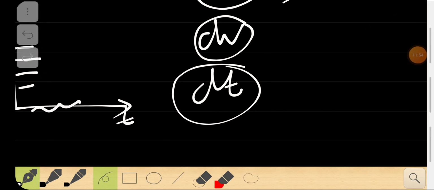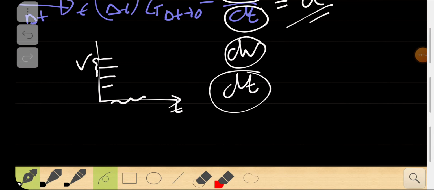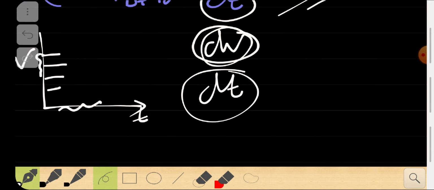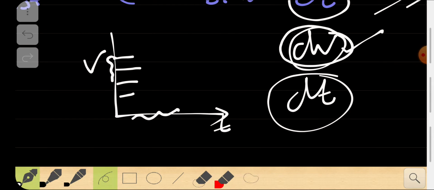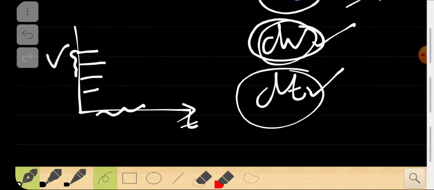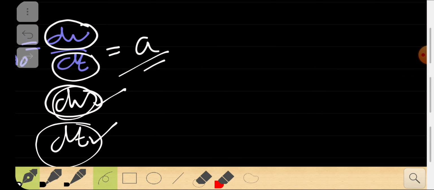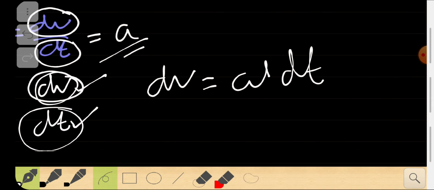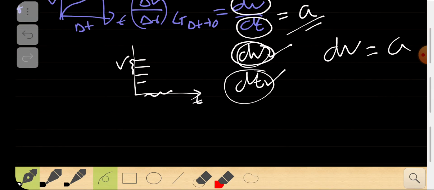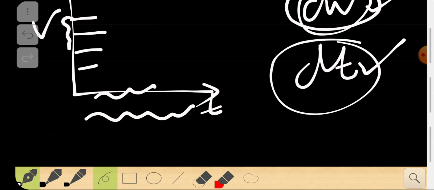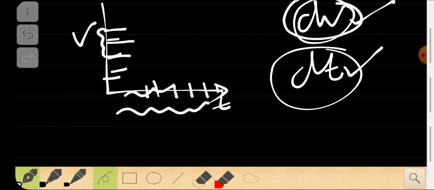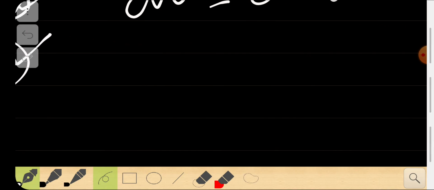Now if you have a small part of the v axis, which is dv, and a small part of the t axis, which is dt, you can rearrange this equation and say dv is equal to a times dt. Then you can sum all these small parts into a big one. So the v-axis and t-axis parts can be summed over.